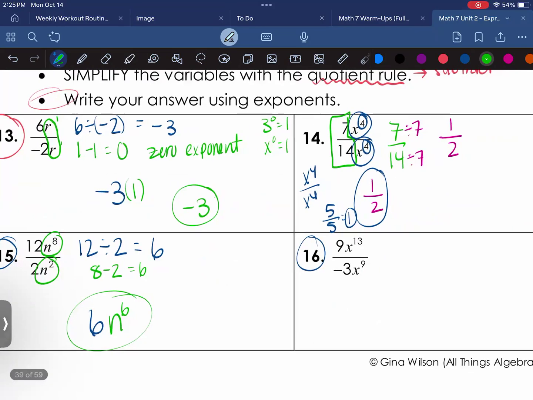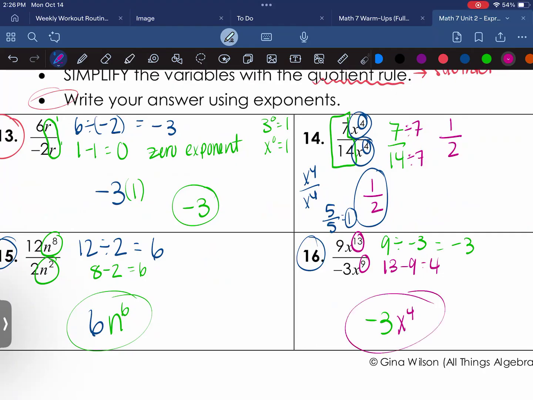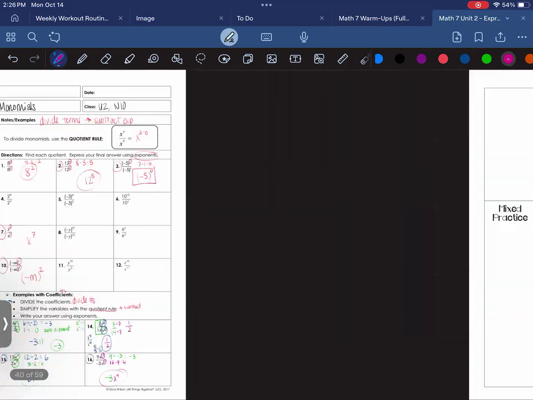Number 16, we would do 9 divided by -3. This equals -3. And then x to the 13th, x to the 9th, we would do 13 minus 9 to get x to the 4th. So our answer is -3x to the 4th. Go ahead and flip on over to the back.